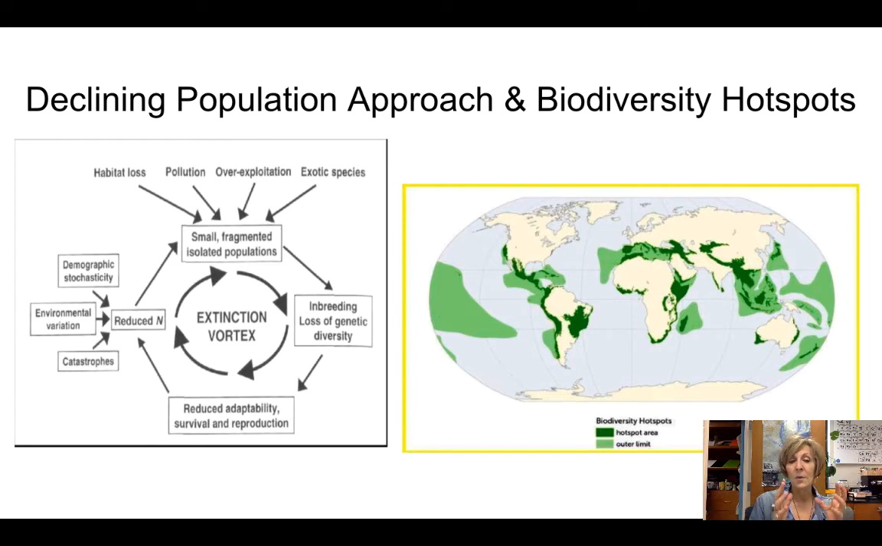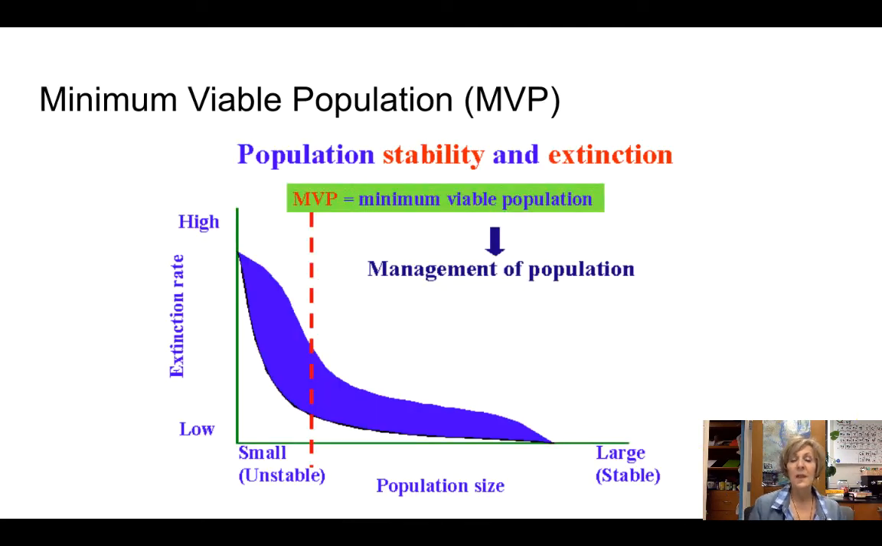So ecologists can use the extinction vortex, and they can use areas where we have biodiversity hotspots and be able to help ecosystems come back from that. There is a minimal viable population. So this would be the number of organisms that are stable. It would be the smallest number of organisms, minimum, that would be stable. And when you're trying to manage a population, you would need to know that as an ecologist, because you want your populations to be stable, otherwise they're going to go extinct.